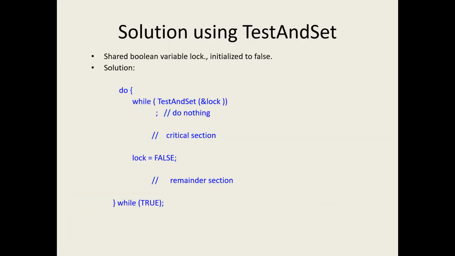Right? So this is how it applies to the critical section. While test and set is true, the output of that function is true, it will be in the loop. If not, it will enter the critical region. Immediately after that, lock will be set to false and go to the remainder section of the particular process. So that is how this test and set approach is applied to the critical section as a solution.